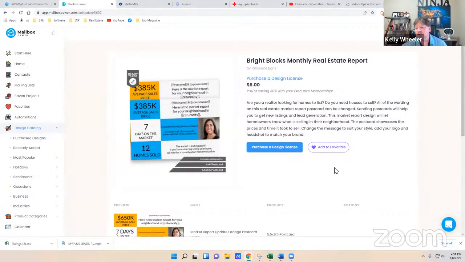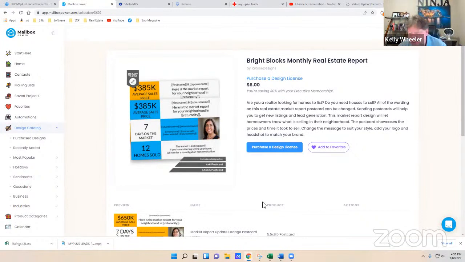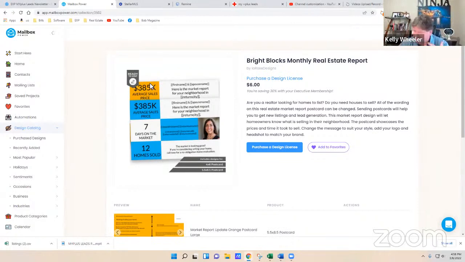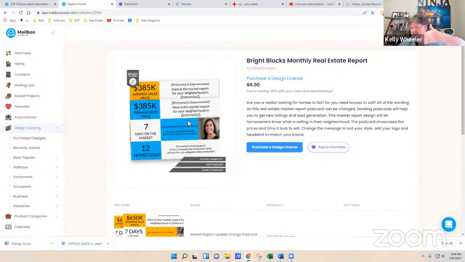Average. So you just go and look at that neighborhood, find out what the average sales price is. How many days on market are homes staying? How many homes sold in that neighborhood in the last 2, 3, 4, whatever months? And that card is editable. So you can literally make these cards specific to neighborhoods. This to me is kind of an infographic because it's giving them information about their neighborhood. And again, I'm not going to show you all of them, but inside your Mailbox Power, there are multiple cards like this that allow you to put infographic type data in there that's relevant to that neighborhood.